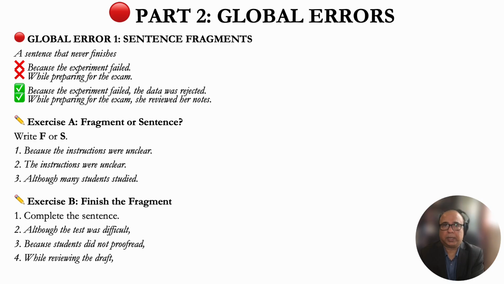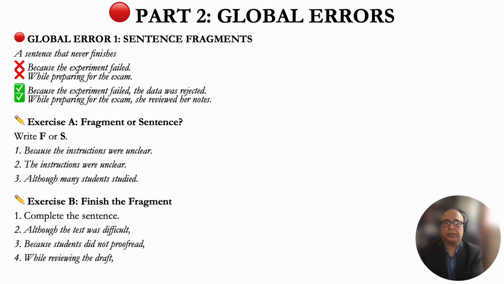The reader says, okay, so finish your thought. Tell me more. What happened? Because the experiment failed, what happened? "While preparing for the exam," stop. Nothing. That's an incomplete sentence, right? Wouldn't you say? "Because the experiment failed, the data was rejected." Okay, now the reader is happy. The reader says, I understand you. "While preparing for the exam, she reviewed her notes." The reader says, good, I understand your meaning, right?